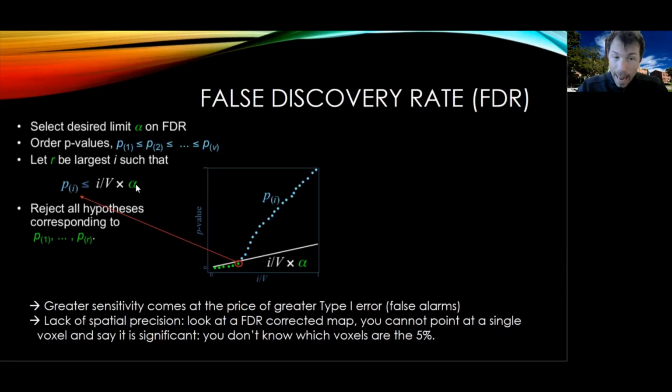And in this sense, this also leads to a certain lack of spatial precision, because you look at an FDR corrected map and you cannot point at any single one of those active voxels and say, that one is active, because you don't know, that could be the 5%. It's tough to know which of the active voxels is the false discovery, or is the 5% of false discovery.